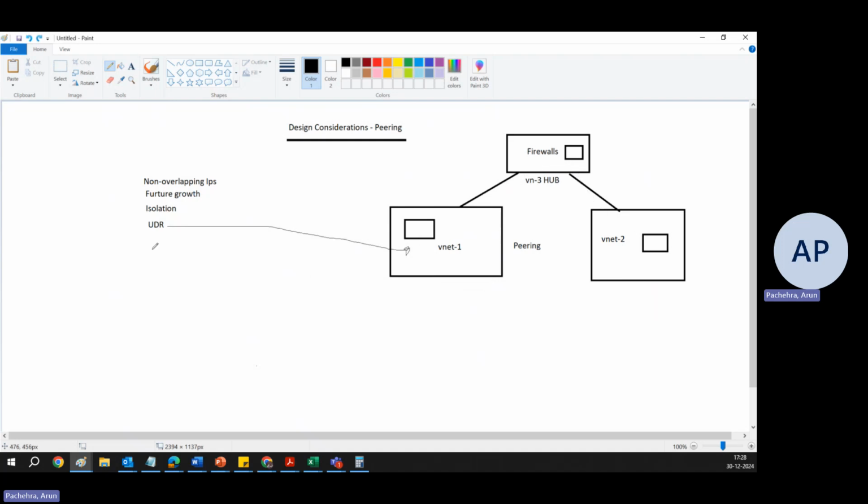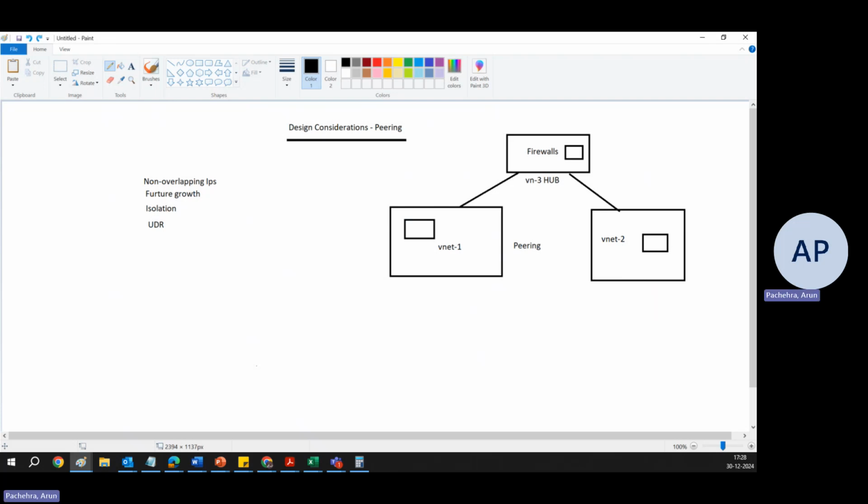So what is UDR? UDR will change the direction of your traffic. This VM will not go to VM2 directly, but it will read the UDR and go to the firewall, and the firewall will send it here. This is what UDR is, that we should utilize for transitive routing as well.